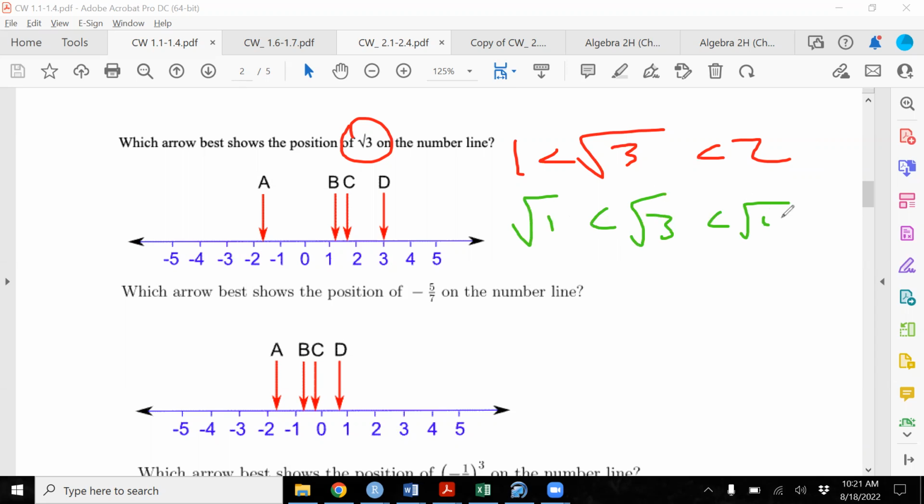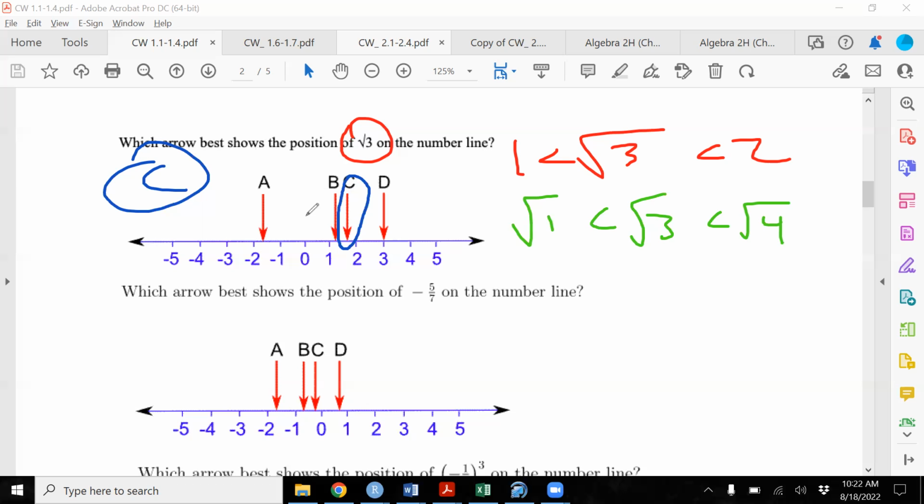Would you guys agree this is true? That root 1 is less than root 3, and root 3 is less than root 4. And what's root 4? 2. And what's root 1? 1. So bottom line is that root 3 is probably going to be right over here. I'd probably go with C, because C is between 1 and 2. Probably not quite B, definitely not D or A. But C seems to be the most reasonable. Root 3 is roughly 1.7 something. But as long as you know it's between two whole numbers or two integers, you're cool.